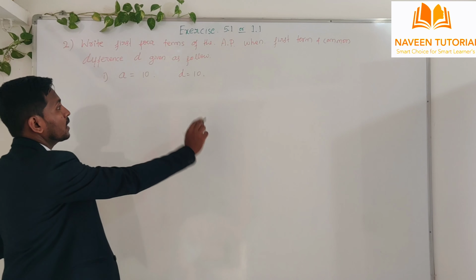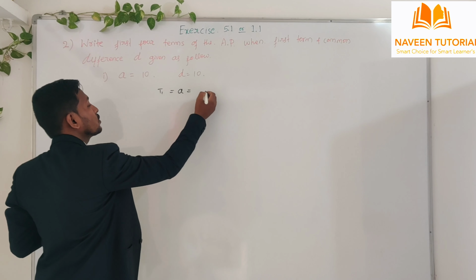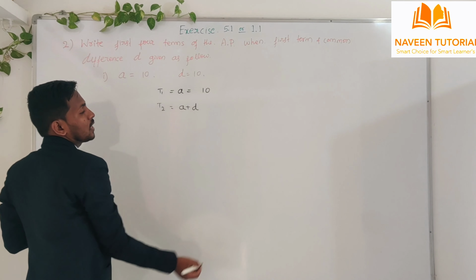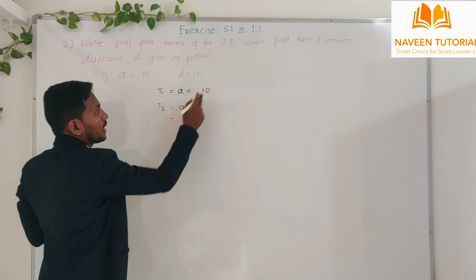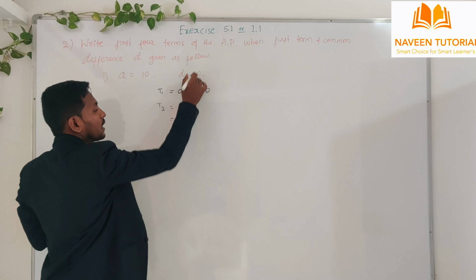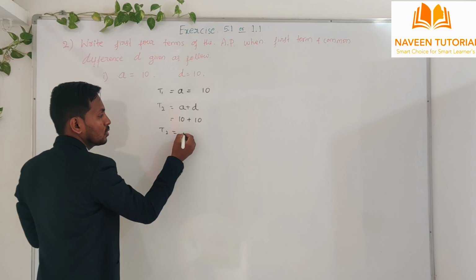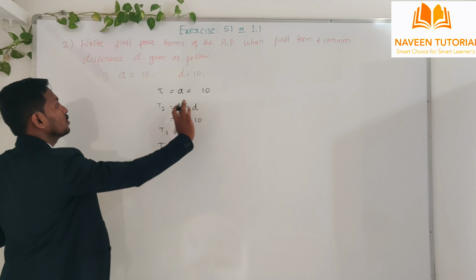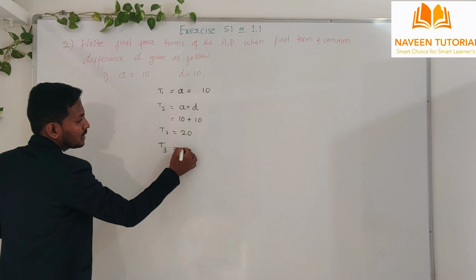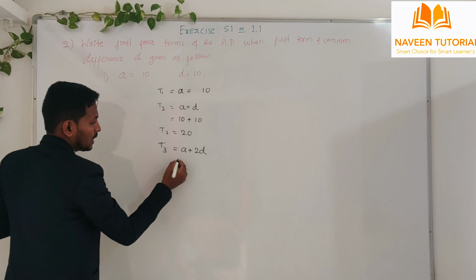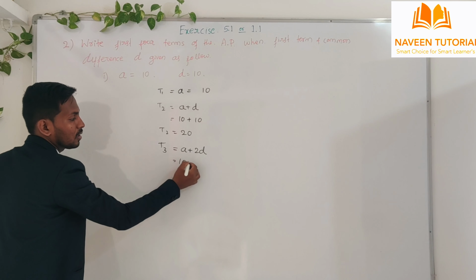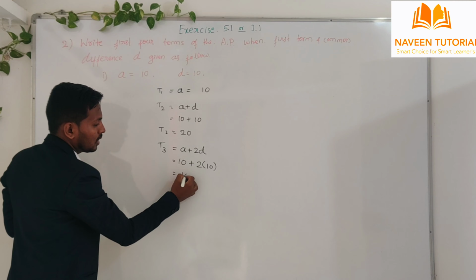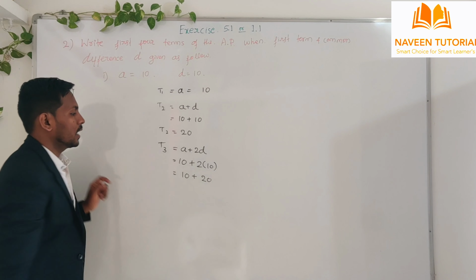For that, first we take T1 is equal to A is equal to 10, then T2 is equal to A plus D. So we take the value of A as 10 and the value of D as 10, that is T2 is equal to 20. 10 plus 10 is 20. Then T3 is equal to A plus 2D. The value of A is 10 and the value of D is 10, so we write 10 plus 2 times 10, which is 20.